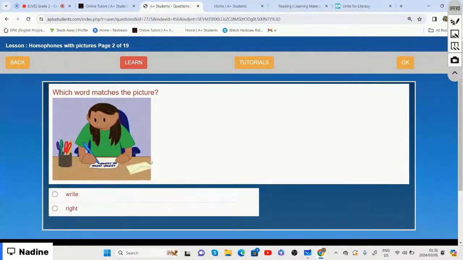Which word matches the lady with a pen? Do we say she writes a note, which is W-R-I-T-E, or the second one, R-I-G-H-T? We need to choose one of these two words which matches what she's doing. She's writing a note. Is it W-R-I-T-E or R-I-G-H-T?